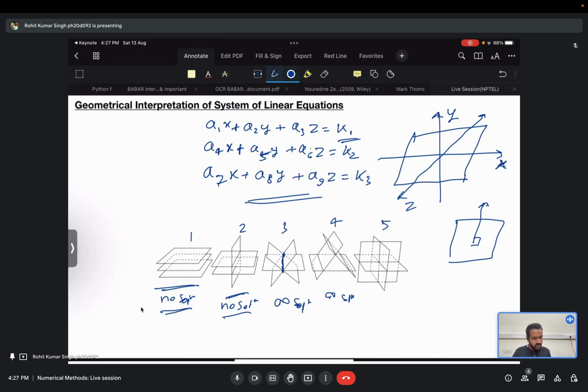Now in the fifth case, what you get is that all the three planes intersect at a unique point. They are oriented in such a way that they intersect at a unique point. Only in this scenario you will have a unique solution. Only in this scenario. In any other scenario you can imagine, you won't have a unique solution. Understood?